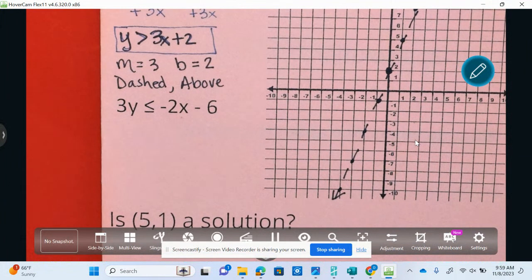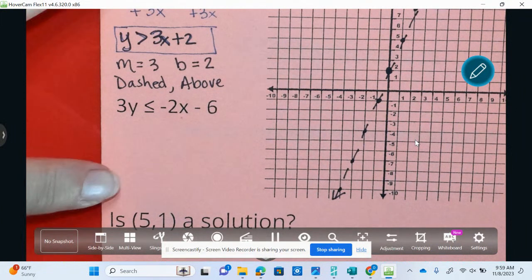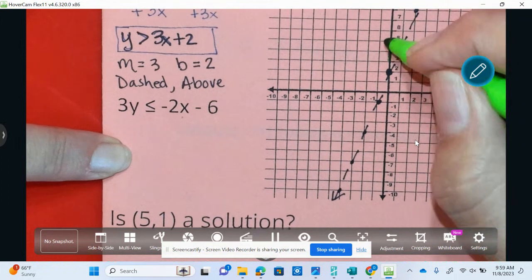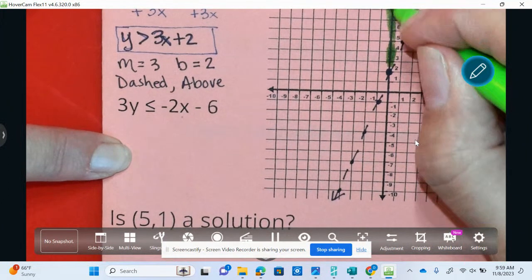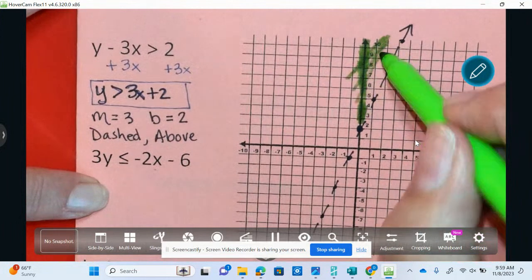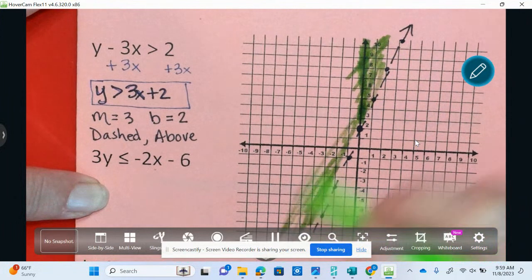Okay. I'm shading above. It says that I need to shade above, meaning the y numbers that are above the line. So the y values that are above my line are right here. That's the area that I'm going to shade. So I'm going to shade this whole area right here above.